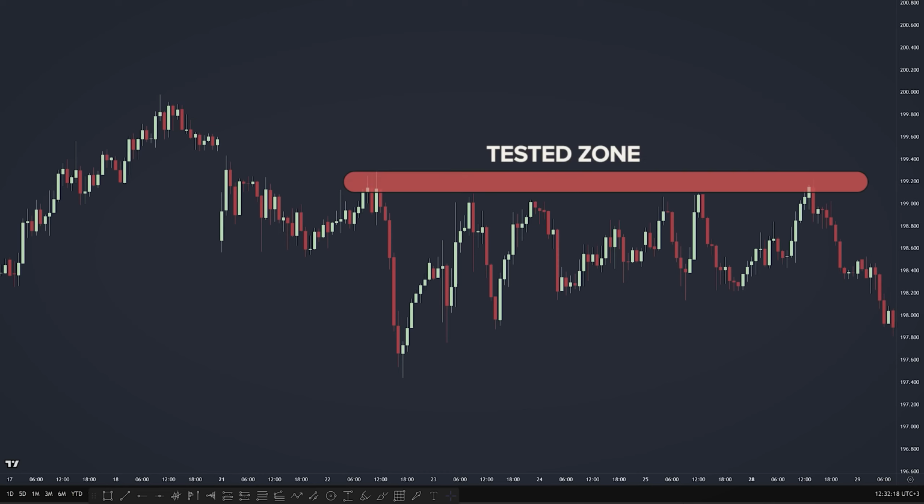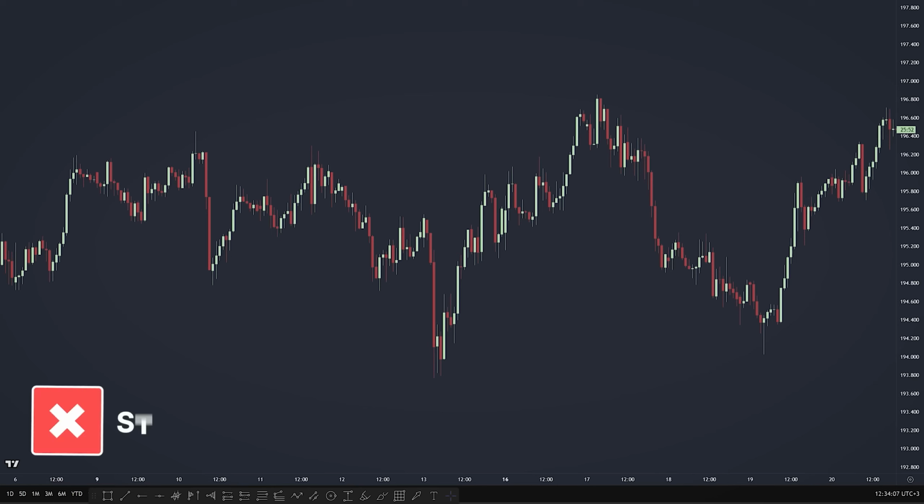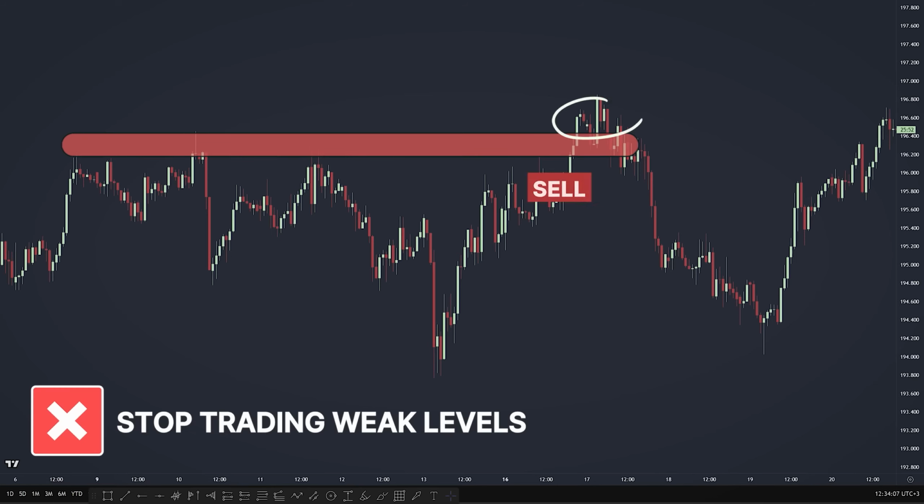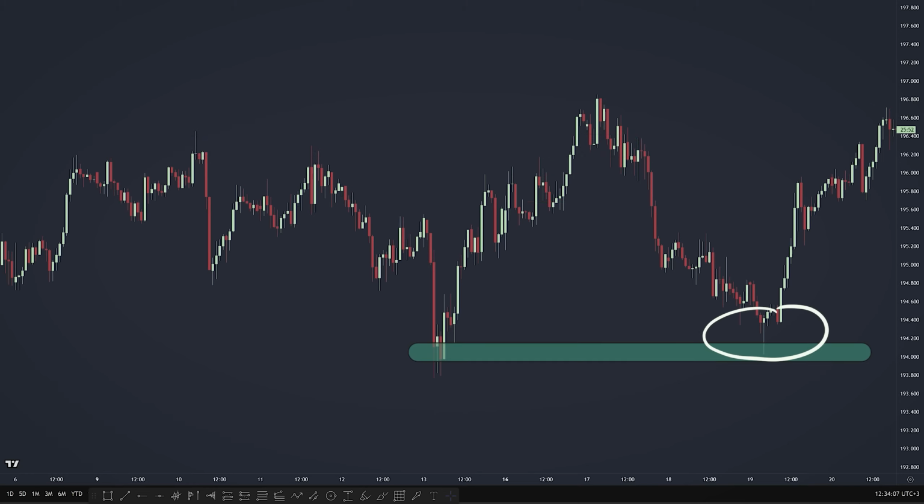A tested zone is one that's been hit multiple times. Each time it gets tested, it gets a little weaker. Most traders keep trading the same tested levels over and over, wondering why they're not working anymore. You need to hunt for the fresh zones that haven't been discovered yet.